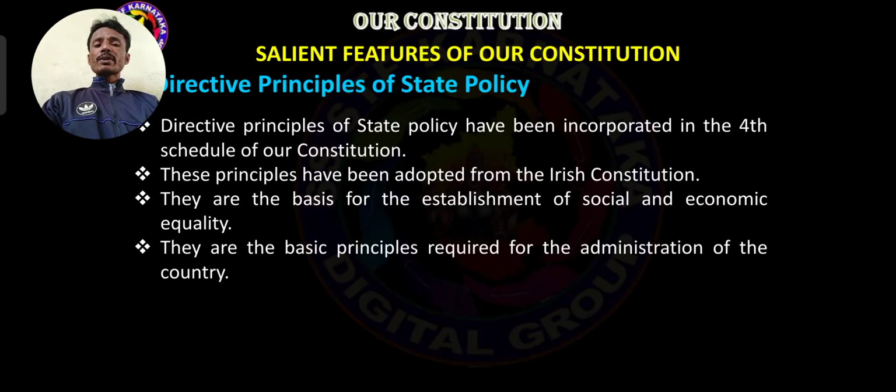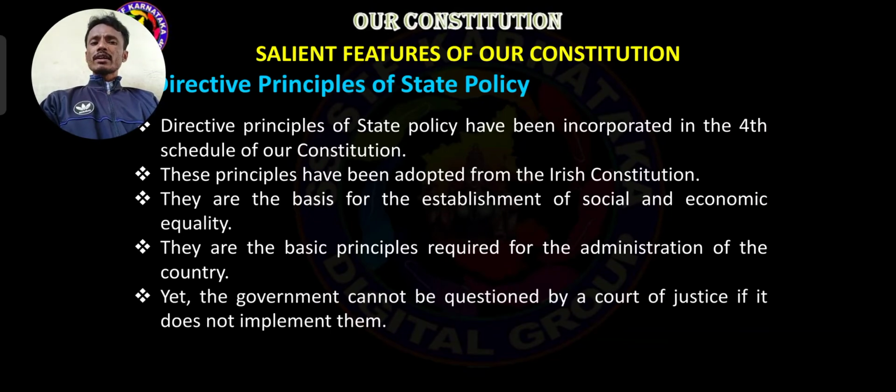They are the basic principles required for the administration of the country. So for administration to be perfect, we need certain directive principles. It means we need certain guidelines. Yet the government cannot be questioned by a court of justice if it does not implement them. If directive principles are not particularly implemented, the citizens do not have a right to question the government.